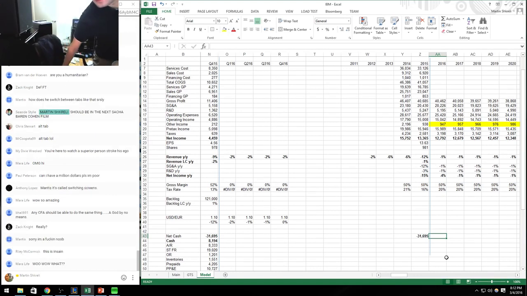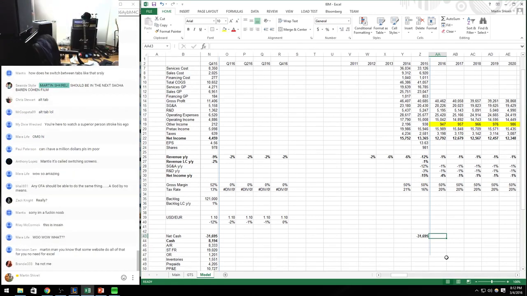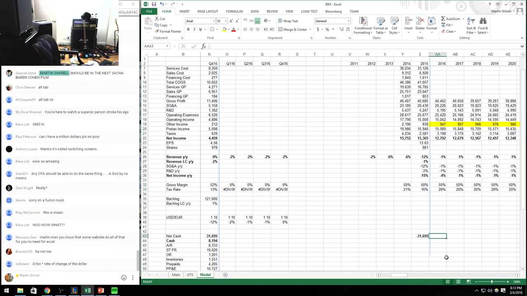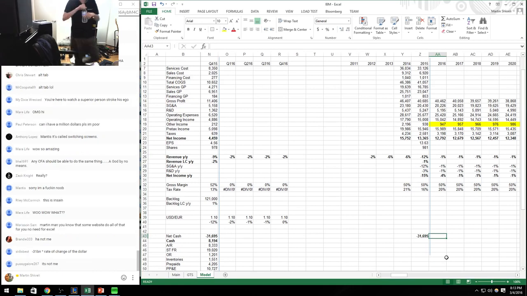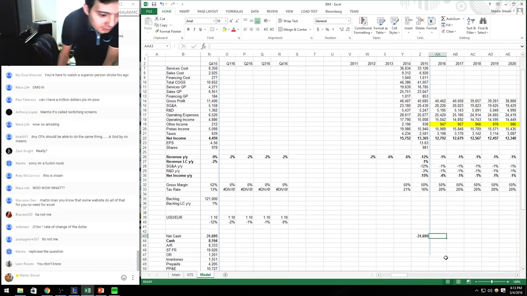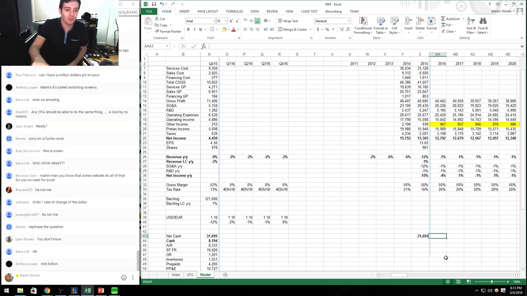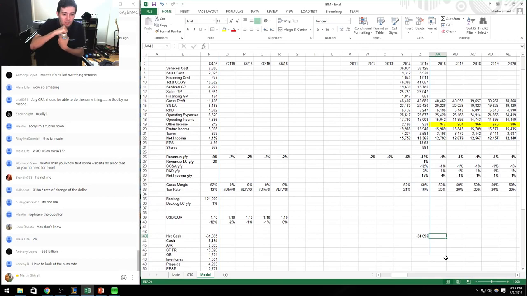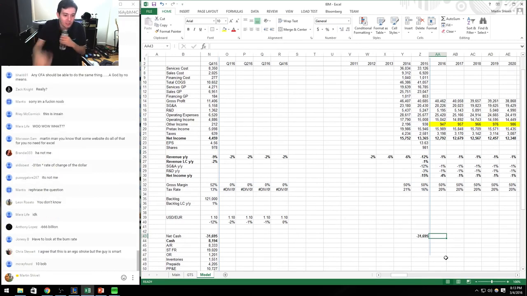They have negative $32 billion in cash at 2015. How much will they have at the end of 2016? Who is the genius? Do we have a genius here? No. Not the rate of change of the dollar. Come on. What is that? Burn rate? IBM makes money. There's no burn rate.